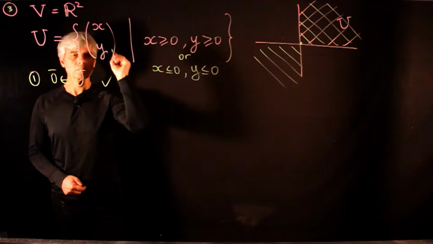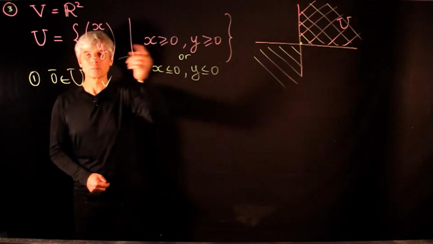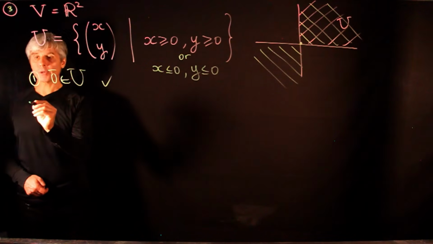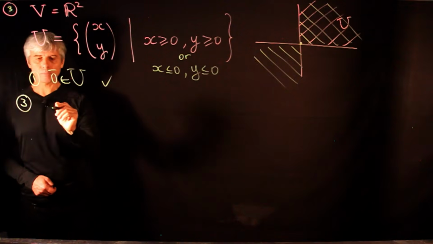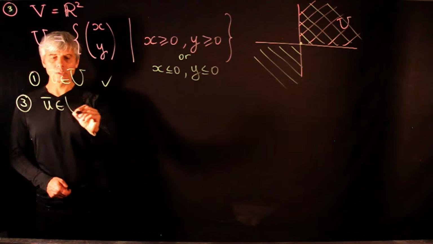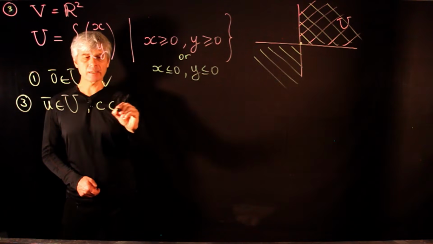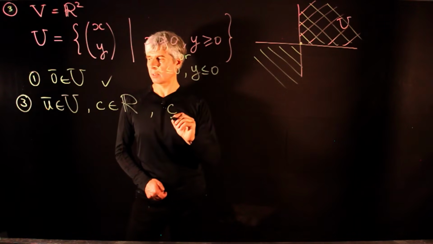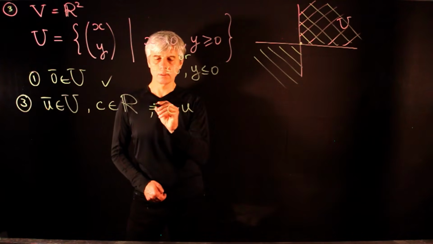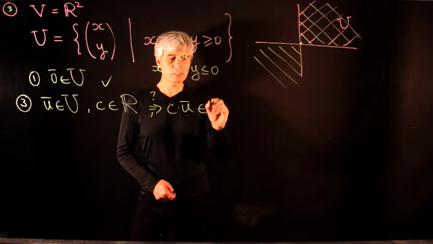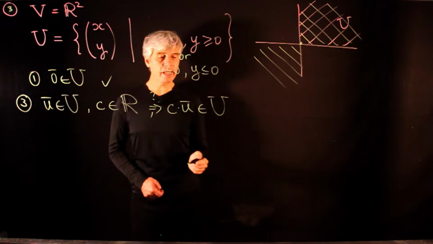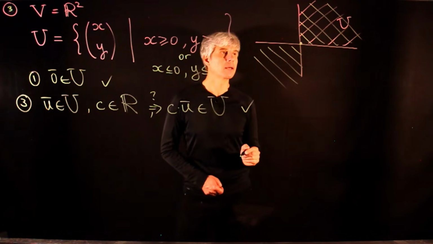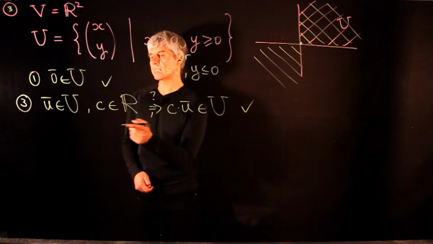Is it in U? Check. Yes, it is. So it clearly satisfies these properties. Now, our third property that gave us trouble before: if we take u in U and c in R, then c times u is in U. And here, this property will also hold. And so here we will have to consider different cases.